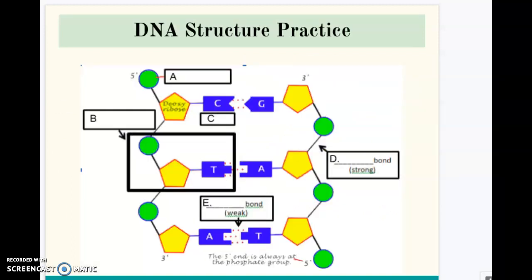So let's take a second to practice. Use these practice questions right now to practice the structure of the DNA. Use your notes to answer these questions.